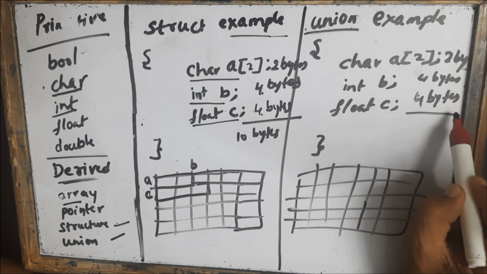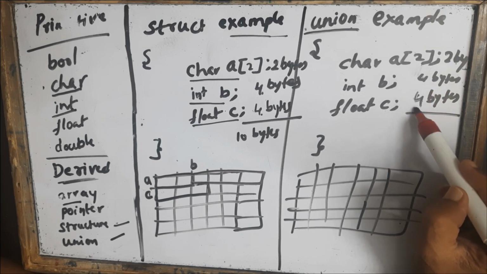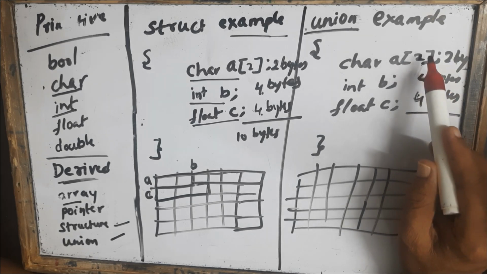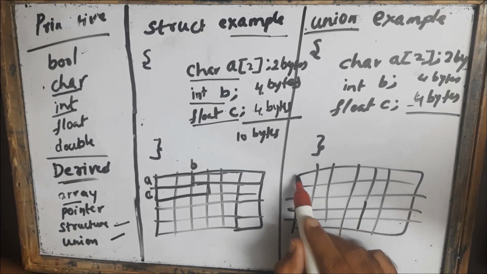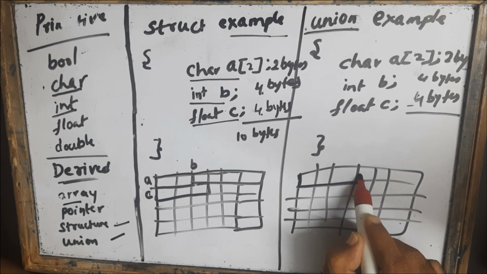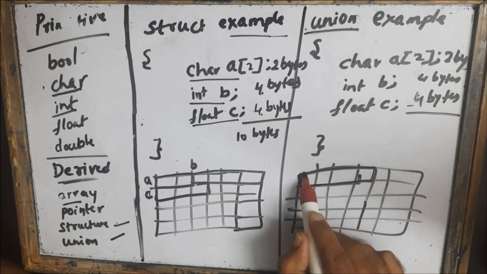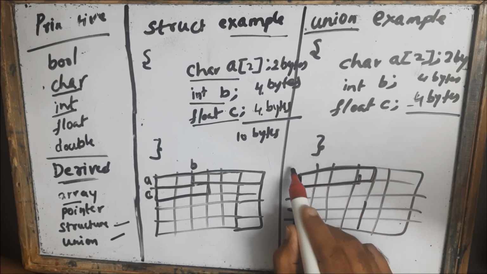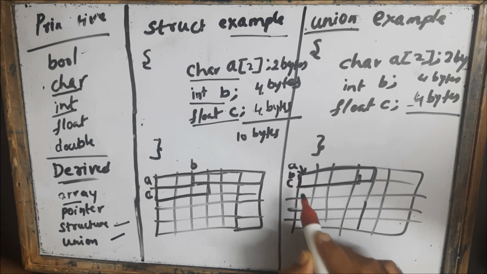Total, so it will calculate which one is the biggest. So 4 byte is the biggest. In individual elements, it will check which is the biggest. So 4 byte is the biggest. So it will allocate the 4 bytes. And the A, B, C all will be pointing to the same memory location.